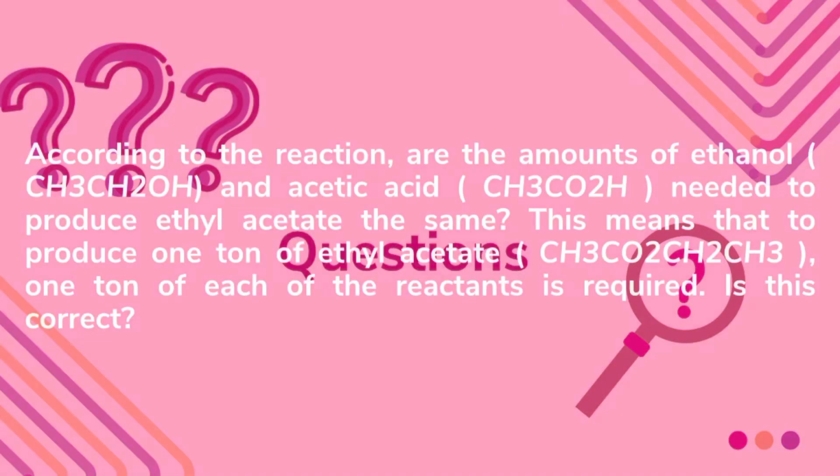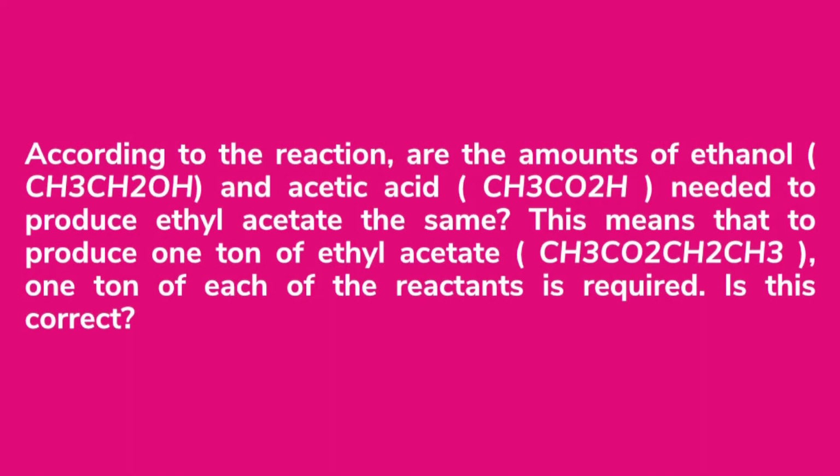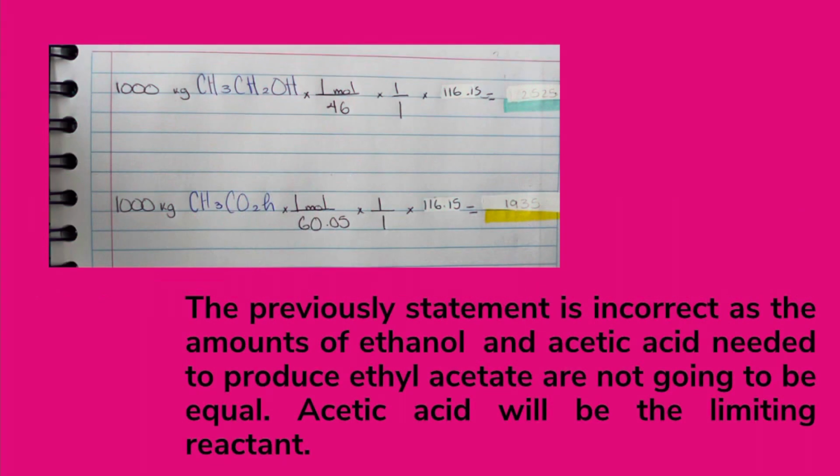One of the questions asks if the amounts of ethanol and acetic acid needed to produce ethyl acetate were the same. This meaning that to produce, for example, 1 ton of ethyl acetate, 1 ton of each reactant will be needed. The previous statement is incorrect, as the amounts of ethanol and acetic acid needed to produce ethyl acetate are not going to be equal. Acetic acid will be the limiting reactant.